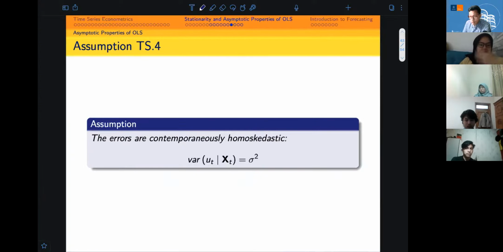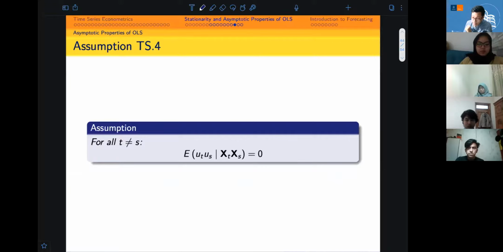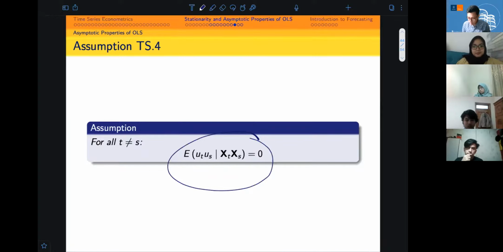The next assumption is the homoscedasticity assumption. This is relatively similar to the one that we discussed for the cross-section data. What's new is there is no serial correlation or no autocorrelation in the data. So this is the assumption that we need. Basically, no serial correlation means that, conditional on observables, there is no correlation between the observation that we have today and the observation that we have in the previous periods. So that's the idea of no serial correlation or no autocorrelation.